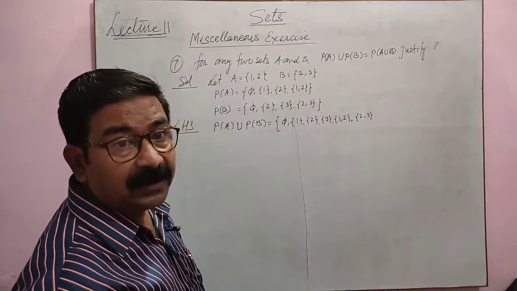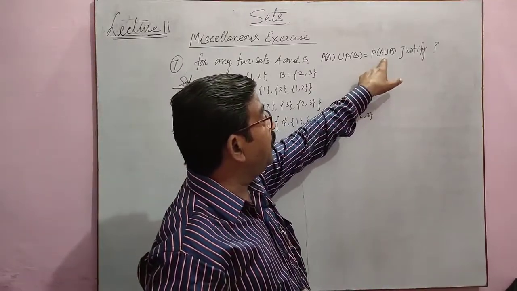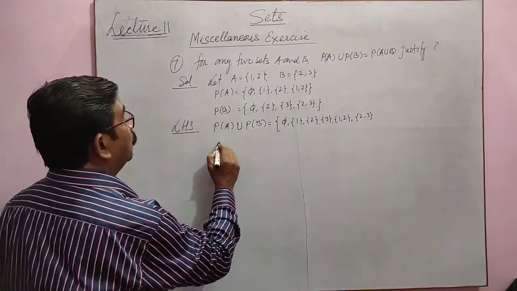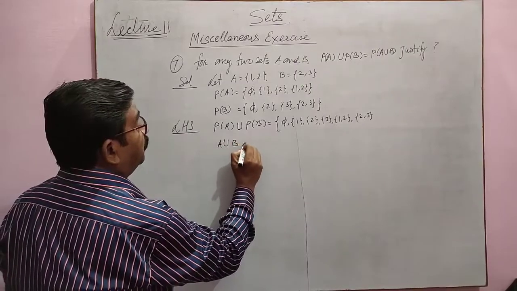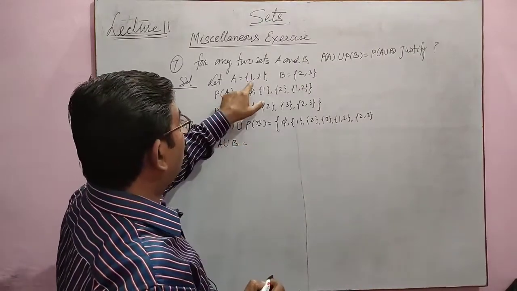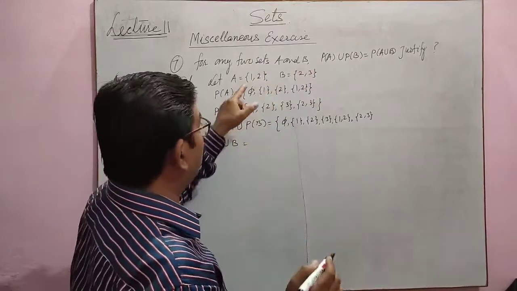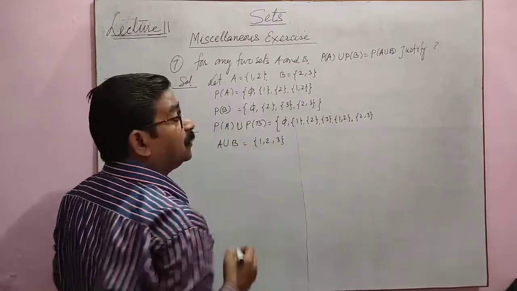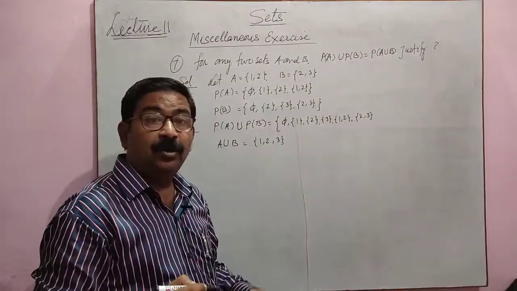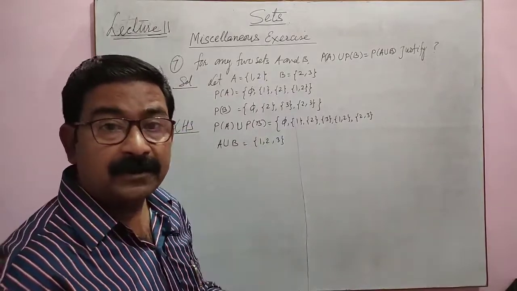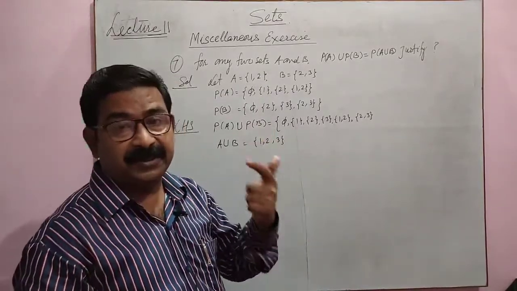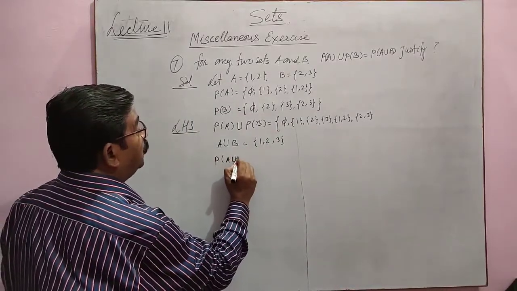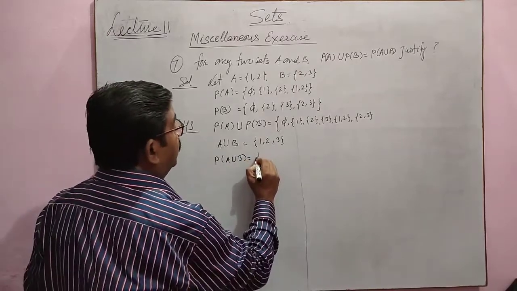Now we have to find power set of A union B. So we have to find first A union B. So finding A union B, 1, 2, 2, 3. So if you unite them, what were the elements? Elements are 1, 2, 3. 3 elements. So how many subsets will be there? 2 to the power 3, 8 subsets. So we have to write P of A union B is equal to C.